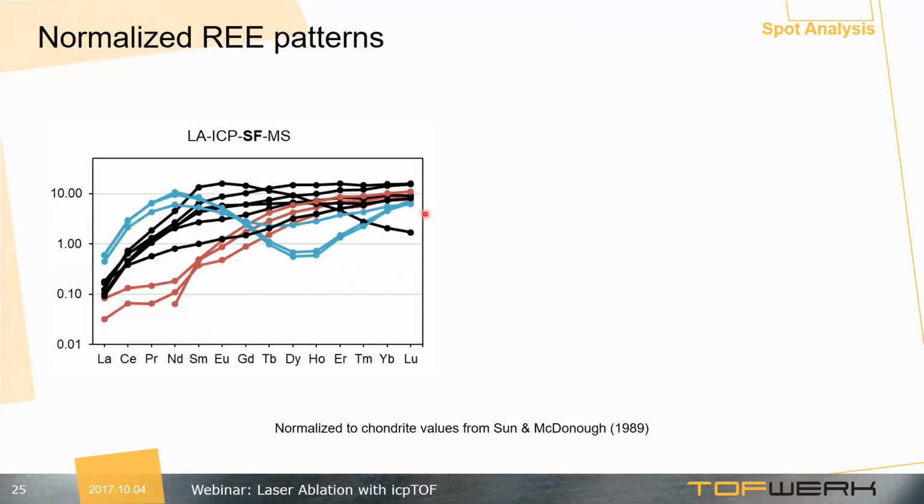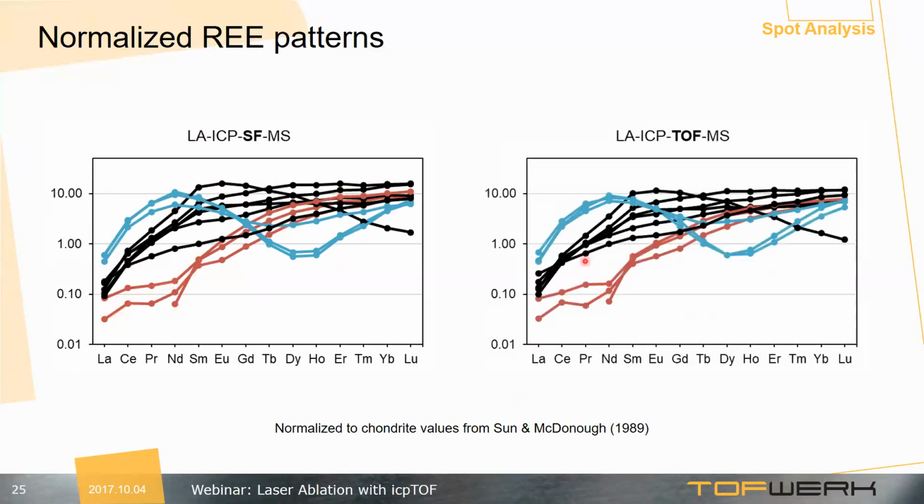And then when you plot the trace element data, so for example, one thing that is popular amongst geologists is to plot these normalized rare earth element patterns. So for the garnets, you then see different groups. The first group here, shown by the black patterns, is this normal pattern. Then we see a more sinusoidal pattern in blue, and another pattern in red, which is depleted in the light rare earth elements. So this is the original sector field data, and here's our ICP-TOF data, and you can see that the patterns are basically identical.